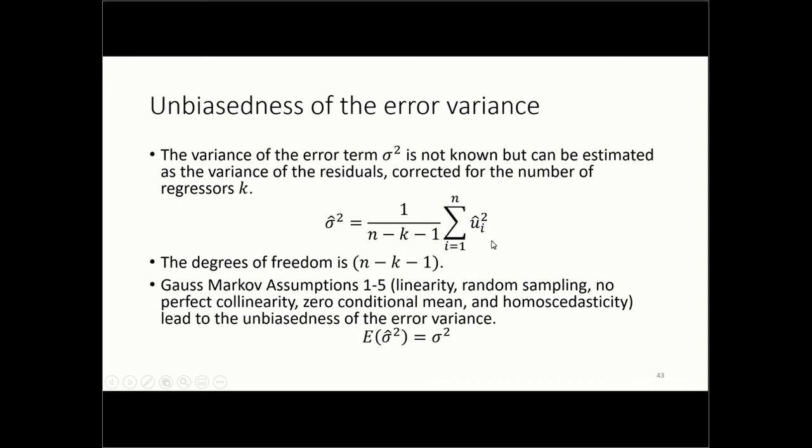So the Gauss Markov assumptions 1 to 5 mean that the expected value of sigma hat squared would be equal to sigma squared. So this means that we don't know the true population variance of the error term, but we can estimate it with what we have. This is the variance of the residuals coming from the sample, and that would be an unbiased estimate.